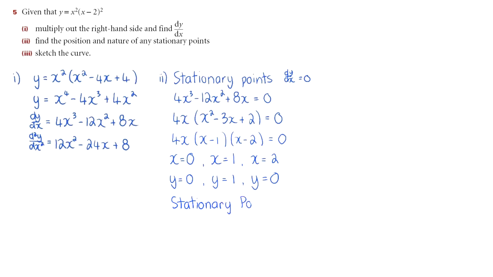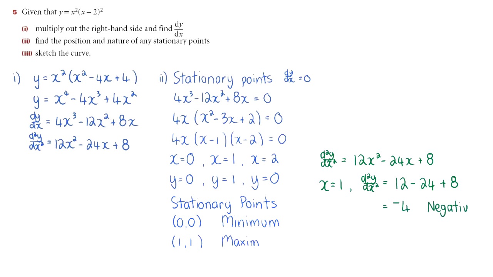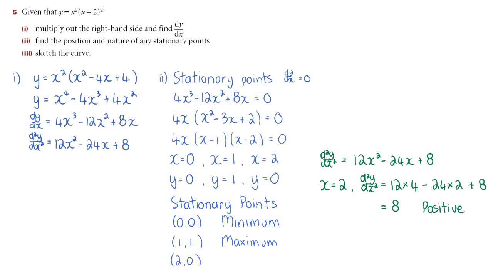We also have to find the nature of these points, and so to find the nature we're going to use the second derivative. We take the x value, put it into the second derivative, and all we're really interested in is whether it is positive or negative. But let's put 0 in, that's easy to do. You're left with 8, which of course is positive, therefore it's a minimum. Okay, let's put 1 in. If we put 1 into the second derivative, we get 12 minus 24 plus 8, which is negative, so that makes it a maximum. And finally, we put in 2, and we'll get 12 times 2 squared minus 24 times 2 plus 8, which is positive, and that means it's a minimum as well.